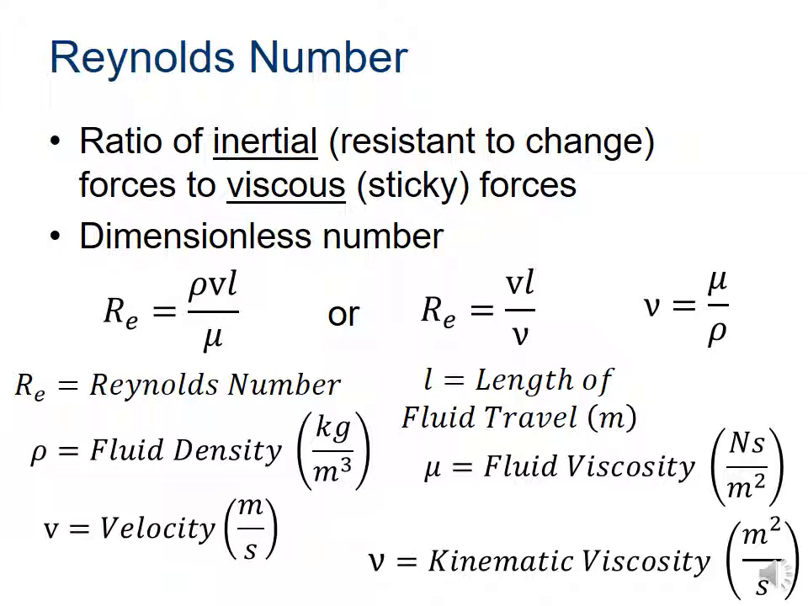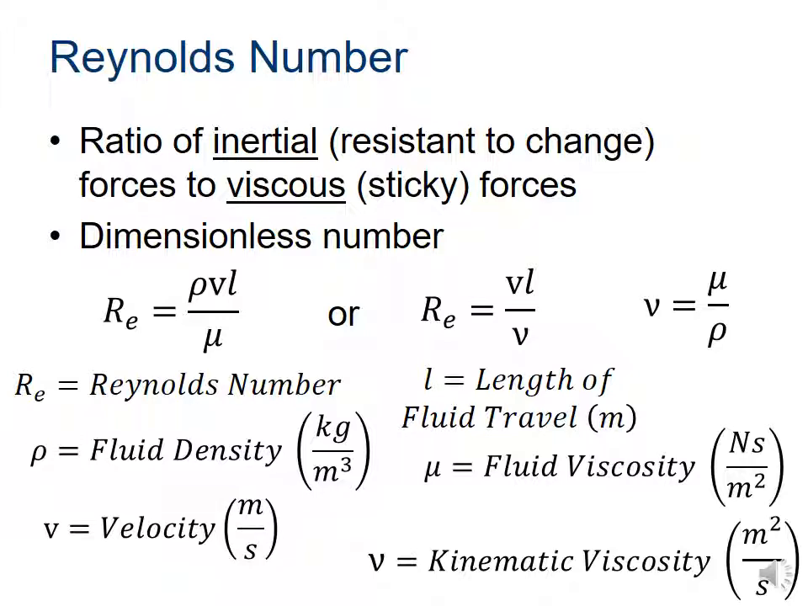The Reynolds number is equal to the fluid density times speed times length of fluid travel divided by the fluid viscosity. For aerospace purposes, fluid density and viscosity will be that of air. Velocity will be that of our aircraft. What will be the length of fluid travel? That will be the length of the path of the air as it travels around the airfoil.